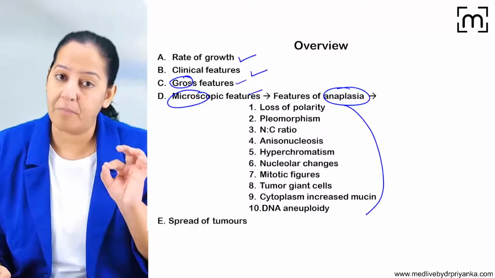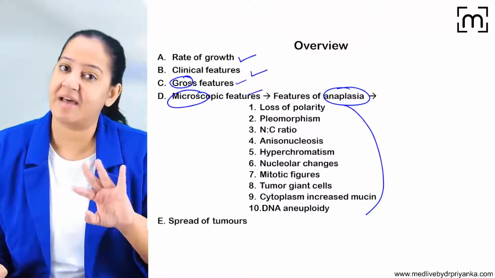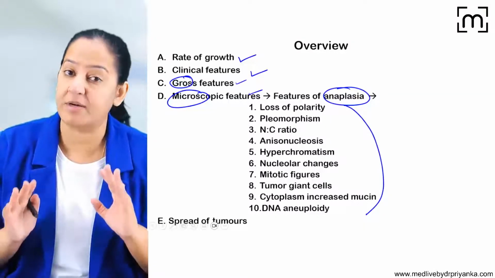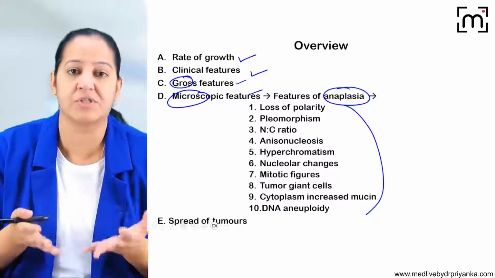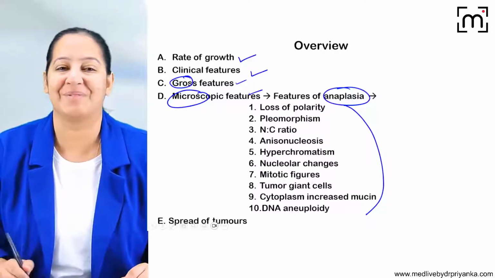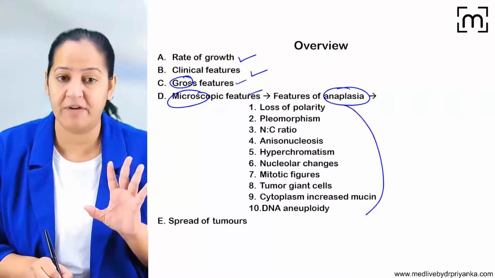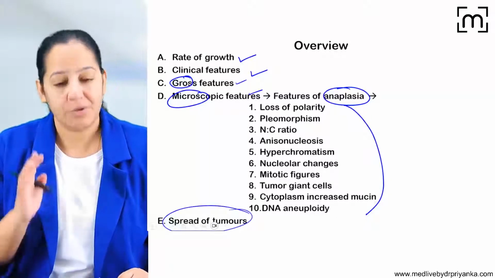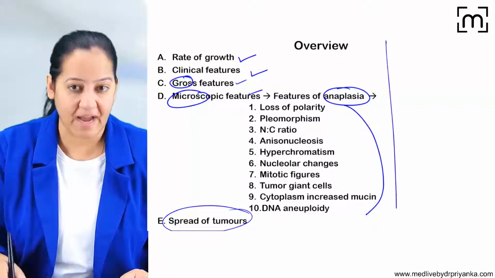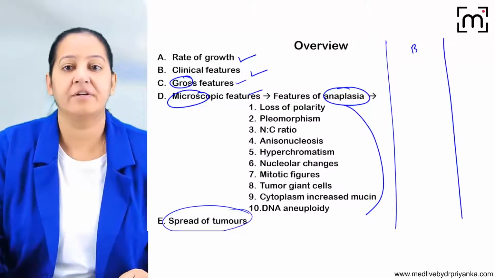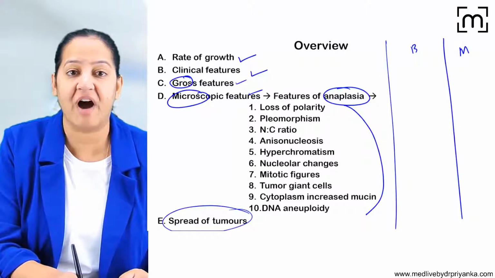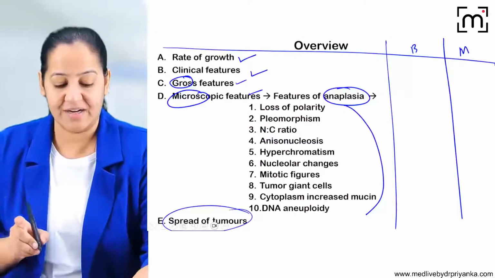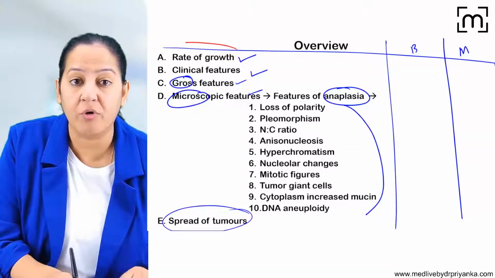So anaplasia is a hallmark of malignancy. All the anaplasia features are absent in benign tumors and they are present in malignant tumors. So we have to see what is anaplasia and what are the 10 features of anaplasia and how it is used to differentiate the benign tumors from malignant tumors. And finally, the last one, the most important one, which is used to differentiate the benign versus malignant tumors is spread of the tumors. So one by one, we will differentiate the benign tumors from malignant tumors based on these 5 features. They are in front of you. So let's start. First of all, we are starting with the first feature, that is rate of growth.